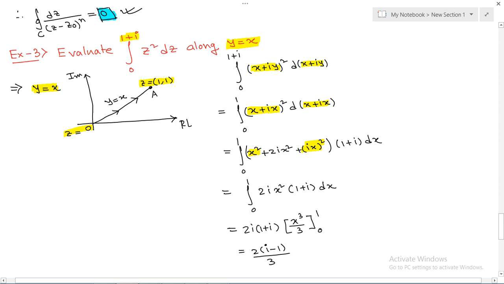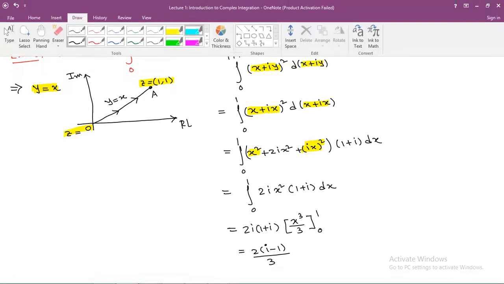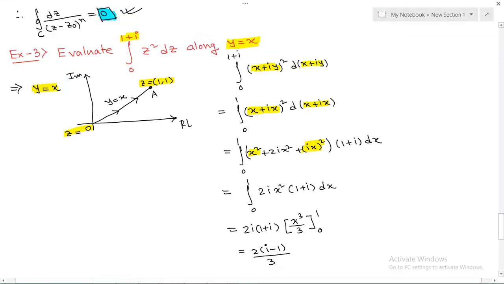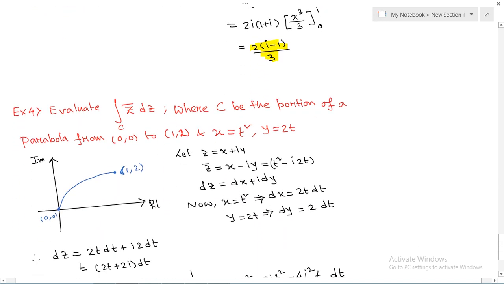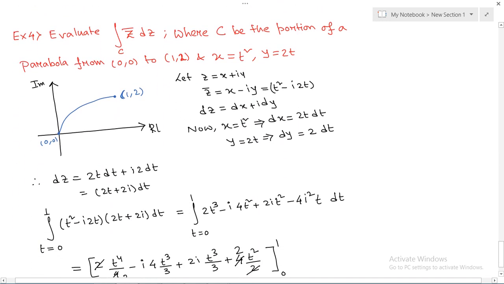So here basically what I am doing, we are substituting y equals x. So if we substitute y equals x, every term in this integration depends on x only. And what is the limit of x for this line? 0 to 1, right? So that's why this limit changes from 0 to 1. Okay, so ultimately the answer is coming 2 times (1 plus i) divided by 3. Very simple to implement. Let us come to the last problem of today's session.